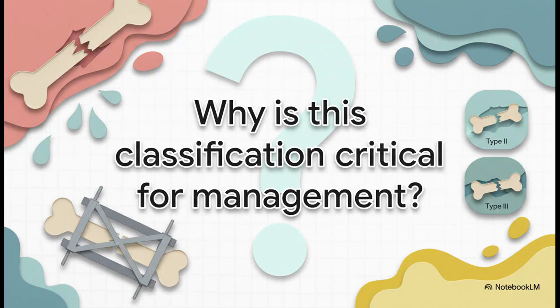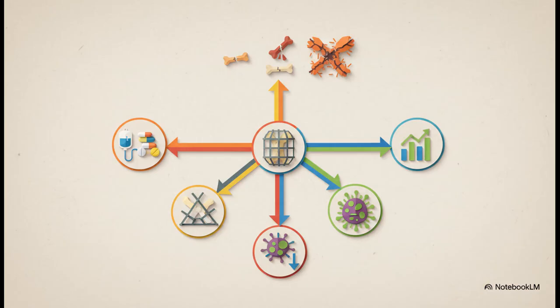So we have this really detailed classification system. But you might be wondering, why is this so indispensable? Why do we have to know this inside and out? Because this isn't just an academic exercise. The Gustillo-Andersen grade is literally our clinical roadmap. It tells us everything: which antibiotics to use, how we're going to surgically stabilize that fracture, what the risk of infection is, and frankly, what the patient's long-term prognosis is going to be. It dictates the entire plan.